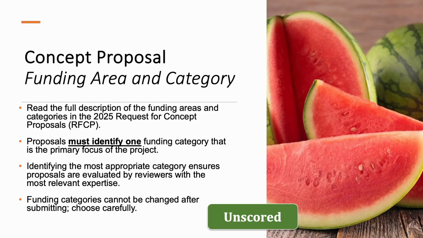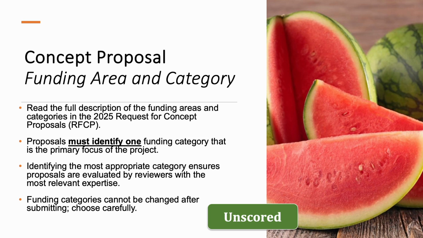Next, applicants will select a funding area and funding category. Please read the full description of the funding areas and categories in the request for concept proposals. Then select the most appropriate funding area and category for your project from the drop-down menu. We understand that projects might seem to address elements from multiple funding categories, but you must select the one funding category that most closely aligns with the primary focus of your project.